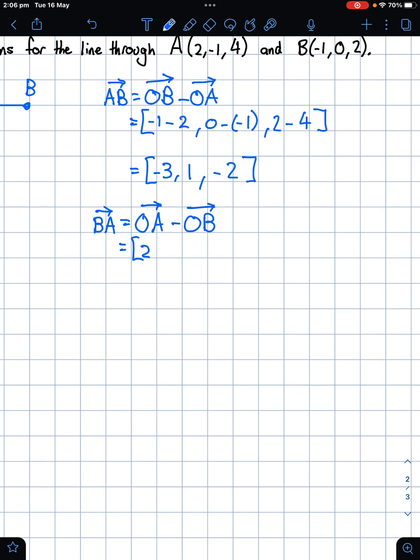OA was 2, -1 and 4, and B is, so take -1, take 0, and then 4, take 2. Yep, and so this is going to equal 3, -1, and 2. Now, if we knew, this was actually a bit long-winded. Realistically, the moment we knew one, we could have done the other. You should notice that these are scalar multiples, multiplied by -1 of themselves.